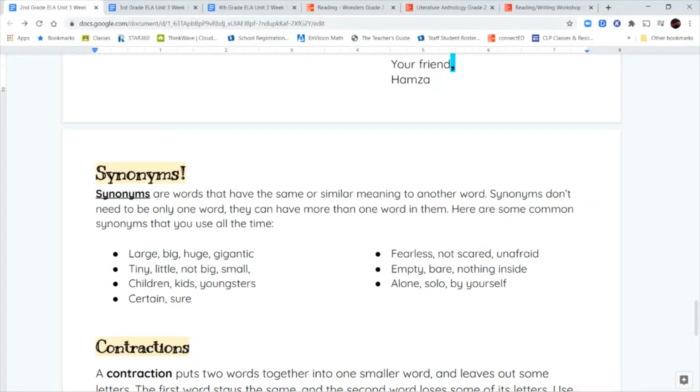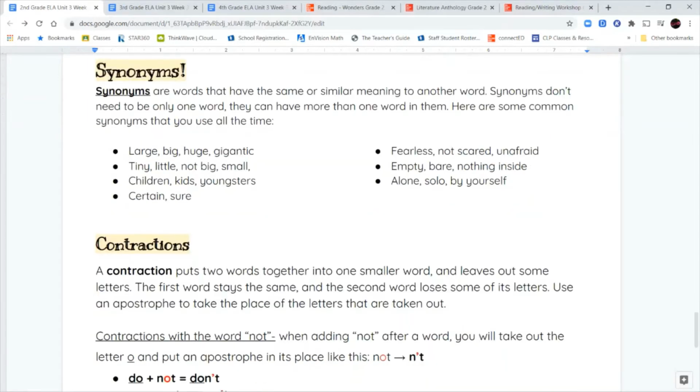So another way to say large, you can say big, huge, they're all synonyms. Tiny, little, not big, small, those are all synonyms. Children, kids, youngsters, those are synonyms. Certain or sure, when you're certain of something or you're sure of something, those are synonyms. Fearless, not scared, or unafraid, those are also synonyms. If you say something is empty or bare or it has nothing inside, those are also synonyms. And then we have alone, solo, or by yourself. All of those have the same meaning as well. So make sure you refer back to these because some of the questions in your work for this week are also here in our examples.